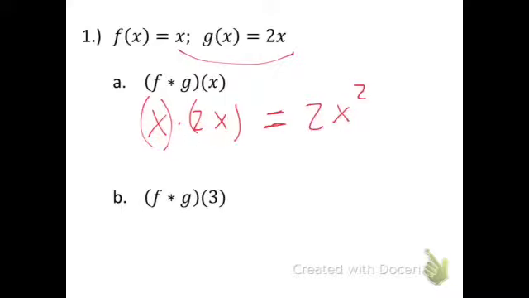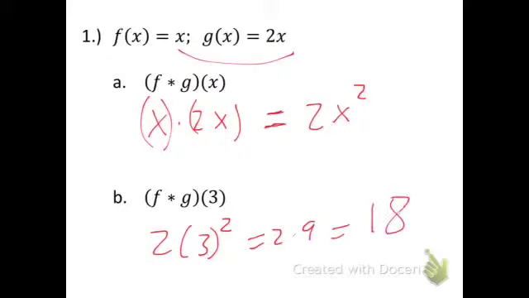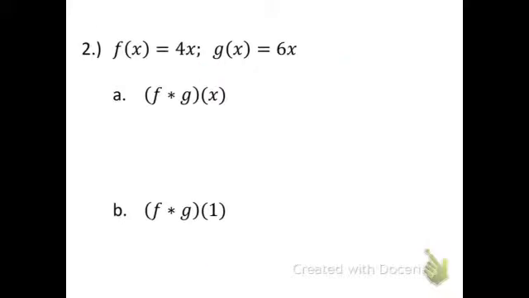Okay, now you need to take the same thing, but plug in 3. So you take 3 and put it where that x is, and so you can have 2 times 3 to the second power. Always do the exponent part first, follow your order of operations. 3 squared is 9, so you got 2 times 9, which is going to be 18. So those are your two answers.